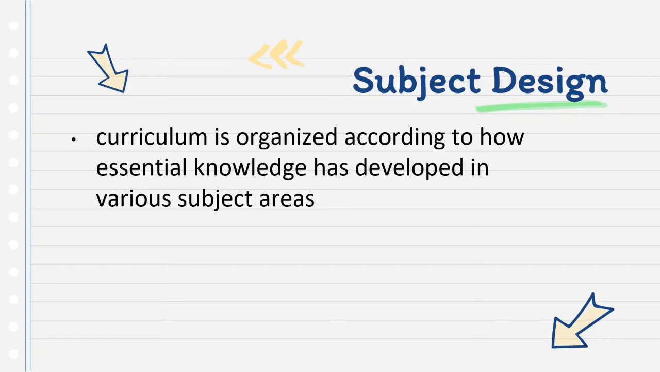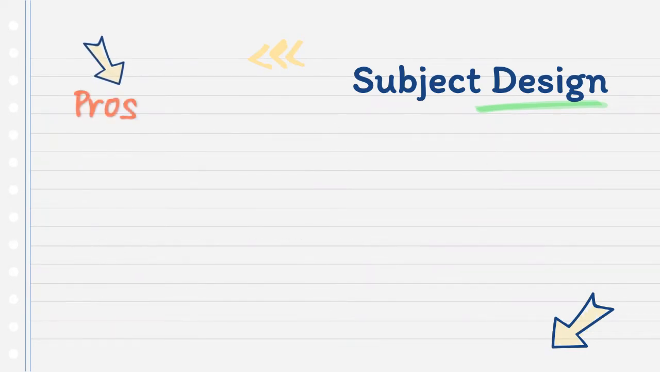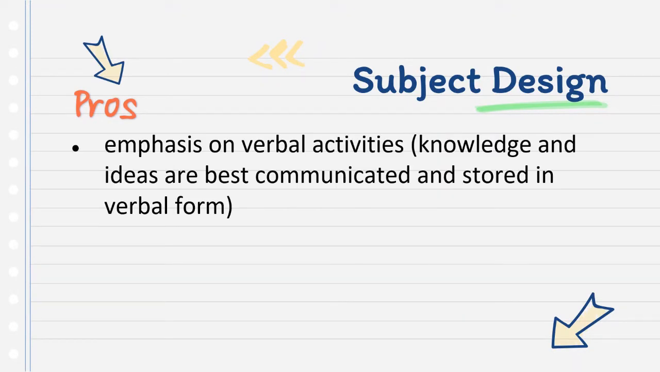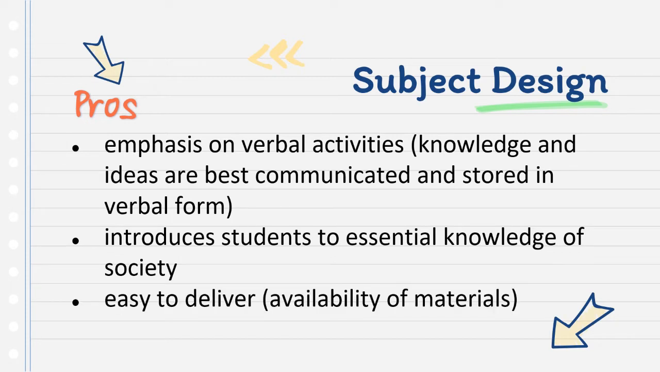Curriculum is organized according to how essential knowledge has developed in various subject areas. And in subject design, subjects are best outlined in textbooks and ebooks, and even in developed computer information programs. So here are the pros of the subject design. Subject design has emphasis on verbal activities. And also, it introduces students to essential knowledge of society. This essential knowledge of society addresses the big idea of socialization. Also, this design is easy to deliver because complementary textbooks and support materials are commercially available.